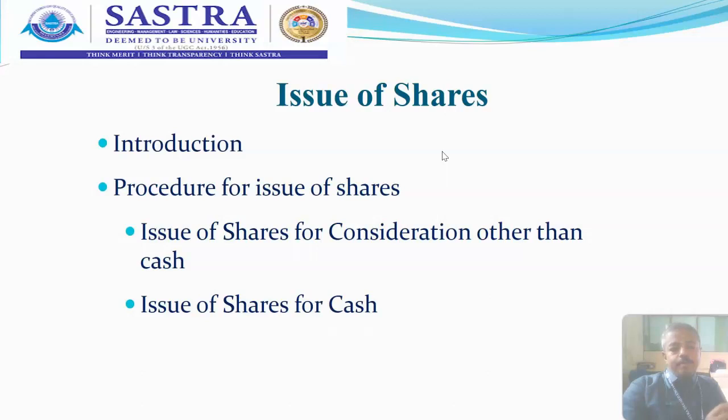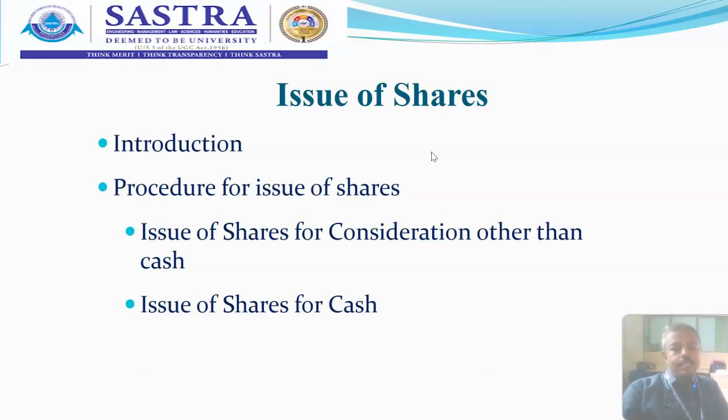So maybe the share face value would be 100, of that 20 rupees would be the application money. So if they receive application money for 1000 shares, the entry would be: bank account debited to share application account, rupees 20,000.